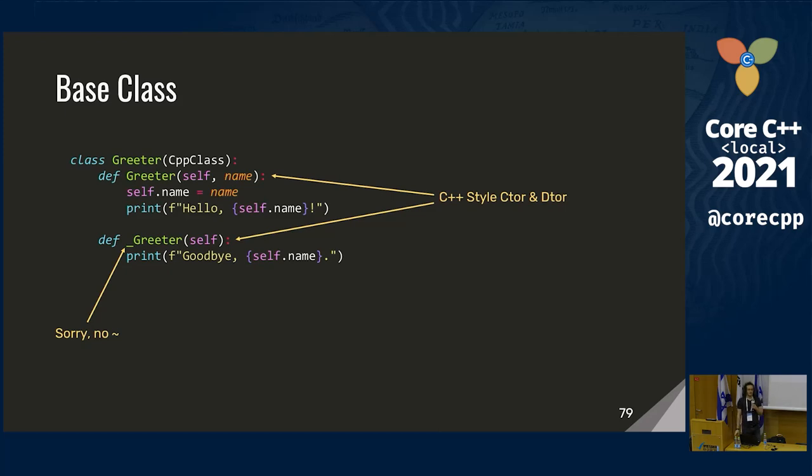So, we create the base class. If you just push everything up to the base class, our greeter becomes a lot simpler, and you'll notice that I took the opportunity to change the names of the constructor and destructor to be more C++-like. I'm sorry I could not use a tilde because Python does not support it, so you'll have to do with an underscore for the destructor. I still think it's nicer than dunder exit.